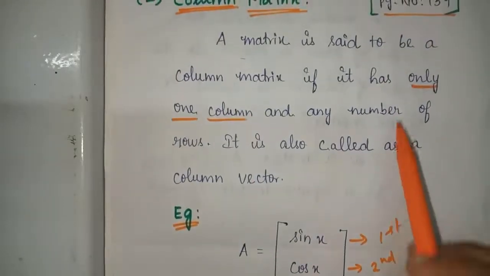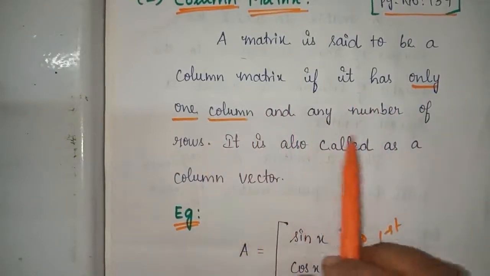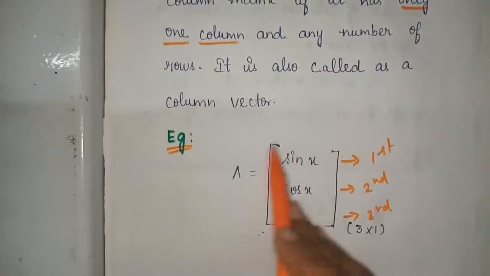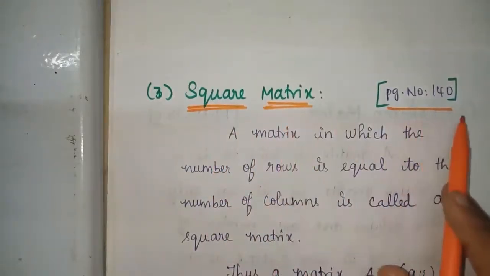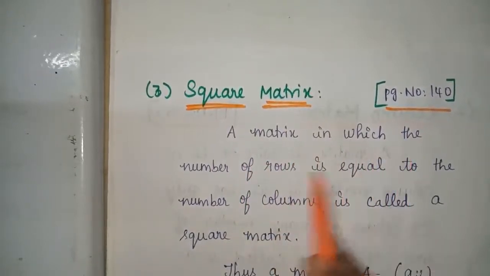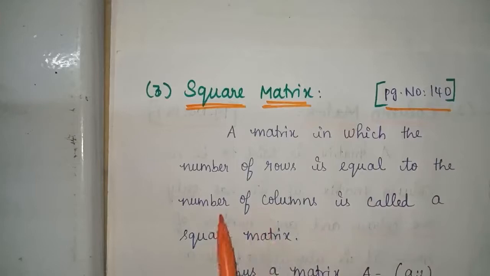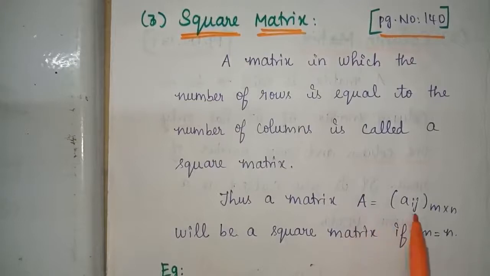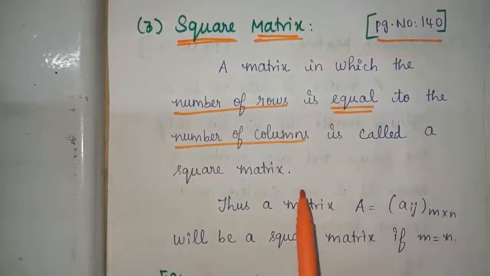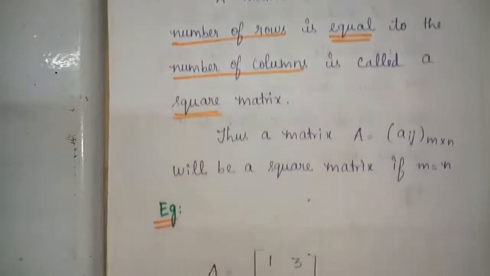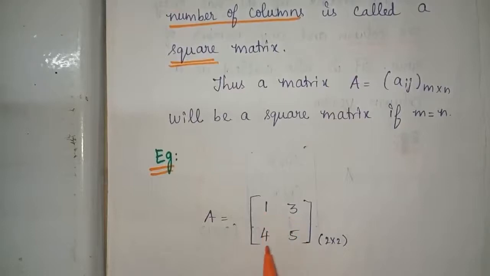So a matrix is said to be a column matrix if it has only one column and any number of rows. So this is the example for column matrix. Third one is square matrix, which is in page number 140. A matrix in which the number of rows is equal to the number of columns is called a square matrix. Thus, a matrix A is equal to Aij m cross n will be a square matrix if m is equal to n. That is, if the number of columns and number of rows are equal, then we say that the matrix is a square matrix. So for example, A is equal to 1, 3, 4, 5.